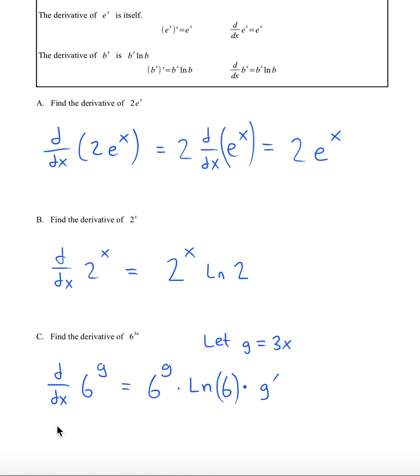Alright, so what I'm going to do is now plug in the 3x and follow the same pattern above. The derivative of 6 to the 3x will be itself, but times the ln of the base, the natural log of the base, and then times the derivative of g, but g is 3x, so it'll be times 3.